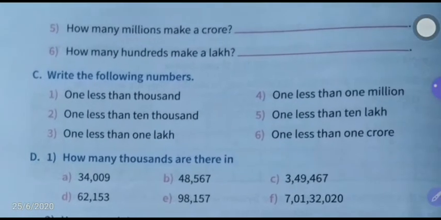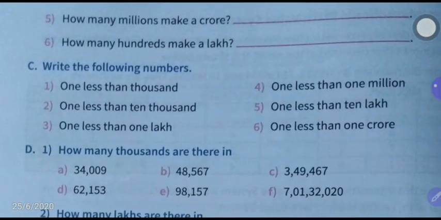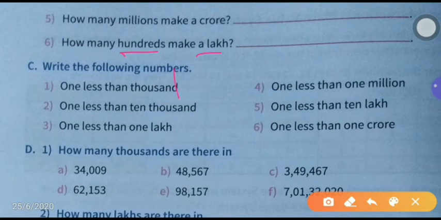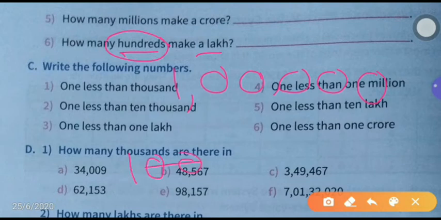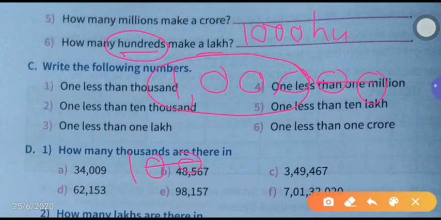See the sixth one: how many hundreds make a lakh? First we will write 1 lakh. How many hundreds? In 100 how many zeros are there? Two zeros. From here we will cut two zeros. What is remaining? 1000. That means 1000 hundreds make a lakh.